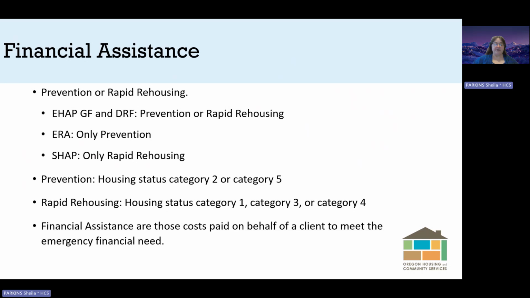For specificity on which program allows which type of financial assistance, a handy table is available in the manual beginning on page 30 that provides an at-a-glance view of what costs are allowable under prevention and what costs are allowable under rapid rehousing. Always read the manual for clarity on what is allowable and what is not, and on any specific requirements associated with a specific cost. This quick table should never be used as the sole guidance of what is or is not allowable. It is for convenience only and not an alternative version of the manual.